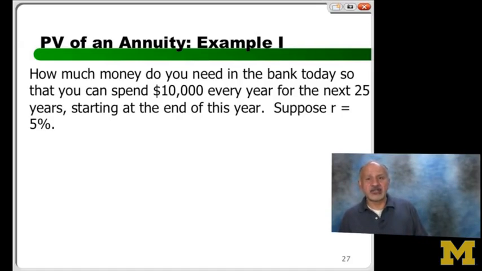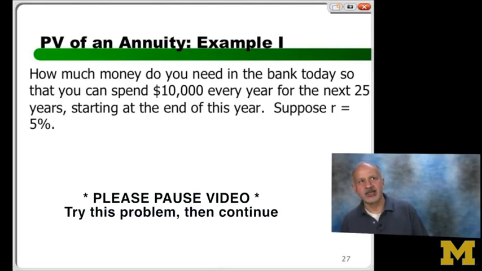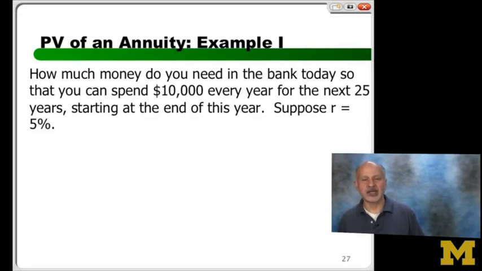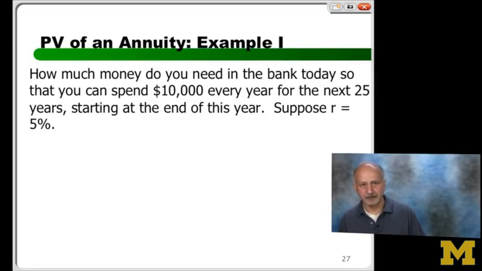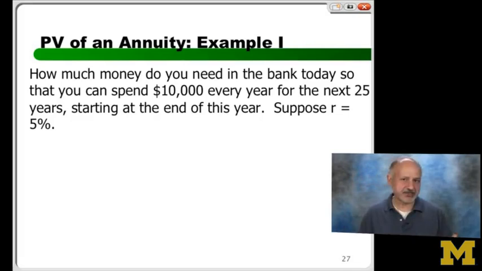How much money do you need to put in the bank today so that you can spend $10,000 every year for the next 25 years, starting at the end of this year? So think about this. What kind of problem is this? This is a problem where you need money today and you are thinking about using it and depleting it over time, right? So suppose the interest rate is 5%. We've gone from 8 to 5 now. That's what the real world looks like right now.